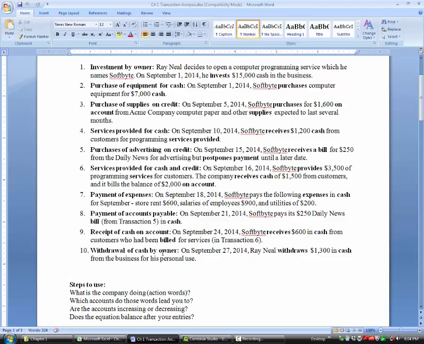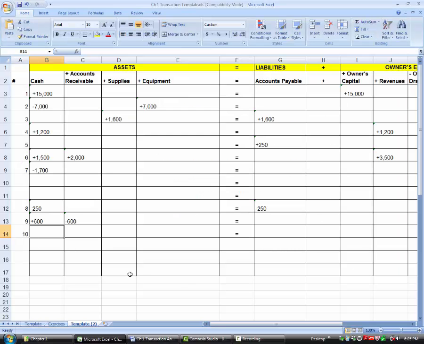Remember, this is not fraudulent or anything weird or sketchy. The owner is simply taking out money because the owner doesn't necessarily receive a salary. So from time to time, they will take out withdrawals to be able to cover their personal expenses. So on September 27th, 2014, Ray Neal withdraws $1,300 in cash from the business for his personal use. Now remember, we look at everything from the perspective of the company, and what we find is that the company's cash is going to decrease as a result of Ray Neal taking money out of the company. So we have to have minus 1,300 under cash.